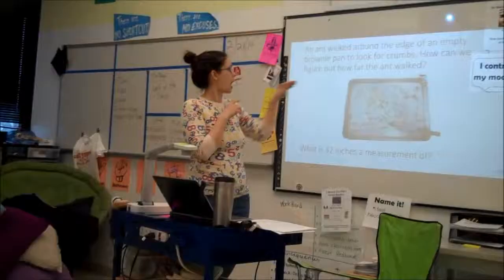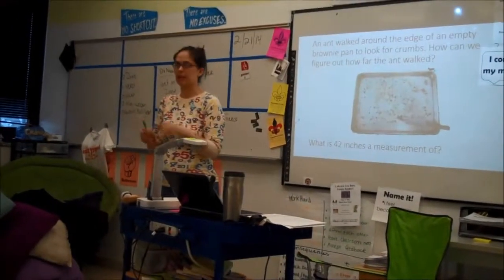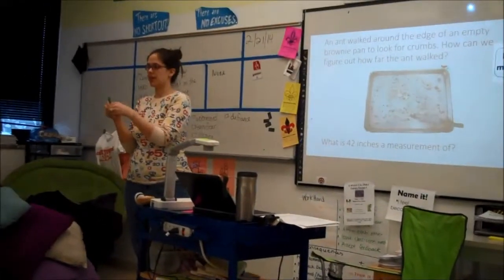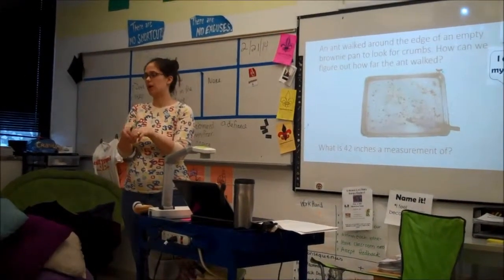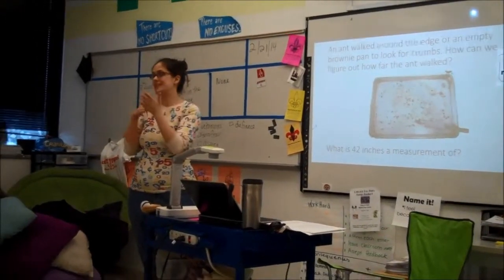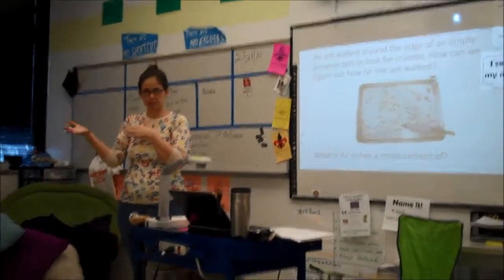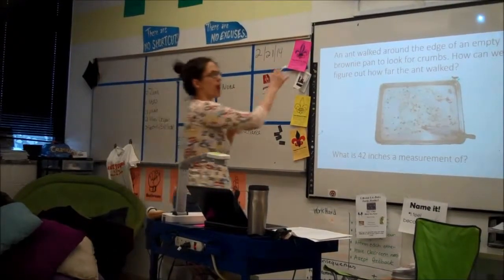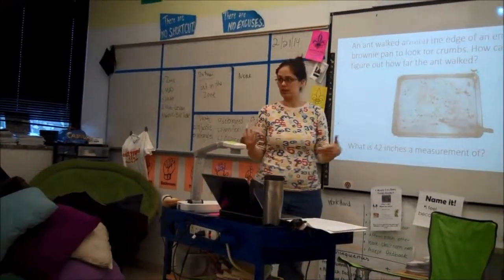So, talk about this, and then you're going to just measure. Like the ant walked this distance, and then this distance, and then this distance, and then this distance. I'm so sorry, because this is the day we're connecting rulers to units. Ugh, I'm all over the place. So then you figure out how far he walked. What is 42 inches a measurement of?